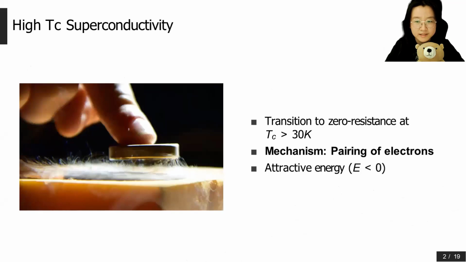Iron-based superconductors are part of the family of high Tc superconductors, which means that this material sees a transition to zero resistance at some critical temperature greater than 30 Kelvin. Although the mechanism for high Tc superconductivity is still an area of active research, the general consensus is that we need some mechanism for two electrons to pair up, such that there is an attractive interaction where the energy of the electron pair is lower than that of the two individual electrons.